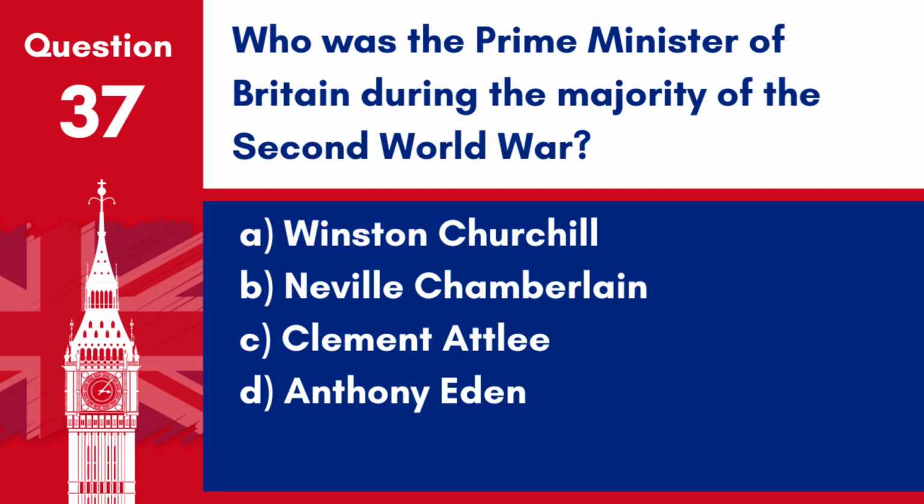Question 37. Who was the Prime Minister of Britain during the majority of the Second World War? A. Winston Churchill. B. Neville Chamberlain. C. Clement Attlee. D. Anthony Eden. Answer: A. Winston Churchill. Winston Churchill was the Prime Minister of Britain for the majority of the Second World War, leading the country through its darkest hours.